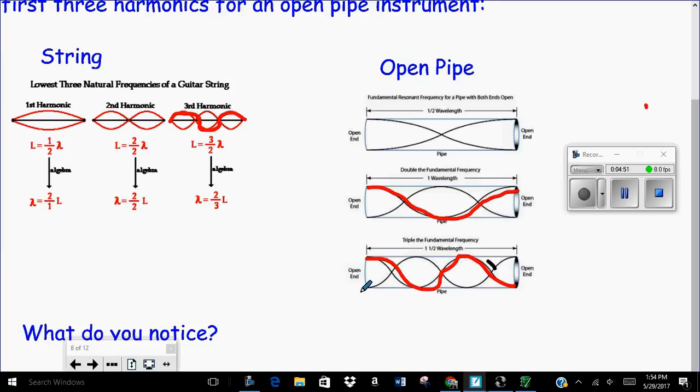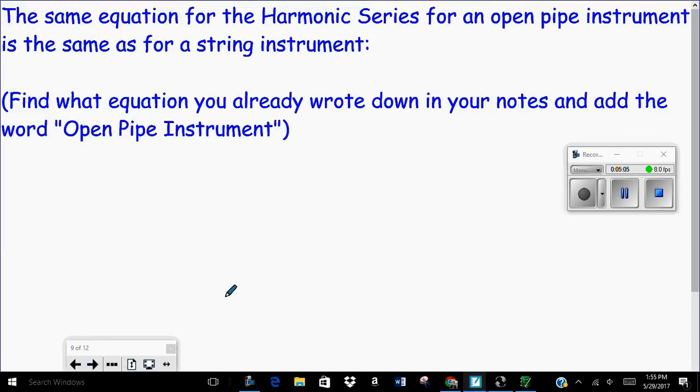So the exact same formula applies to an open pipe instrument as a string instrument. It's just that the waves inside those pipes are reversed. So what I'd like you to do is write down the exact same formulas that you got on the previous slide, but rename those formulas the harmonic series equation for an open pipe instrument.